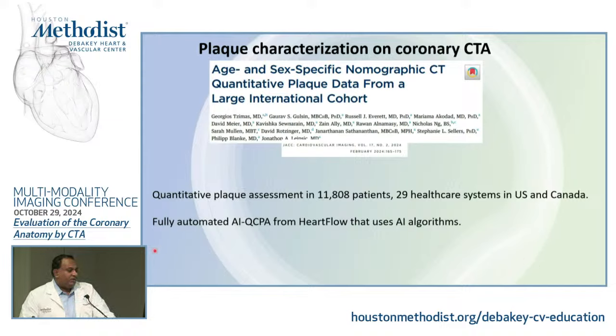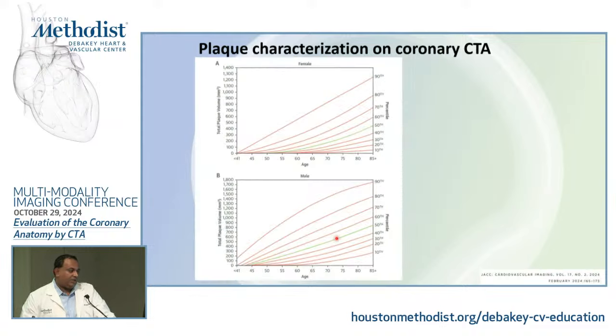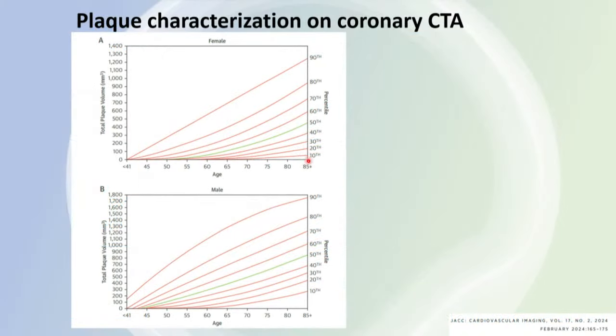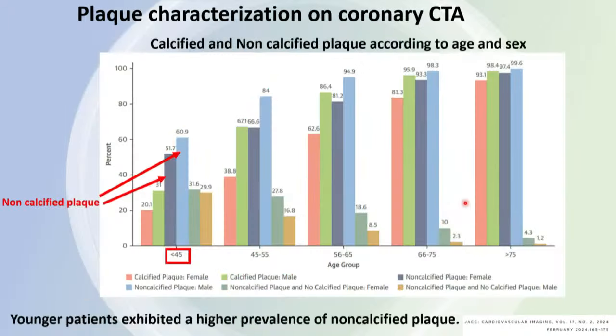And they used the fully automated QI/QCPA, which is from HeartFlow, for plaque quantification, and they have given us these nomograms. These are the percentiles based on age and gender and what your plaque volume is, so that you can look that up and see where the percentile stands.